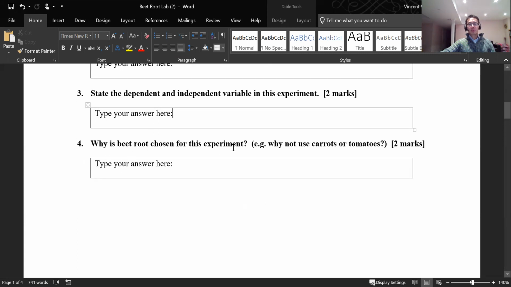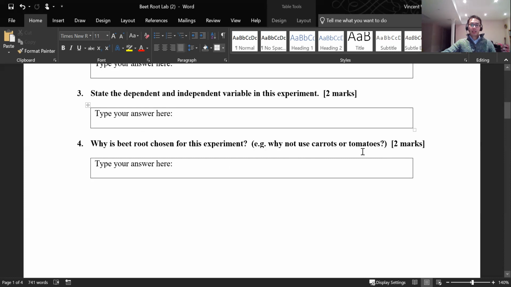Why is beetroot chosen for this experiment? Why not carrots? Why not tomatoes? Many of you said that the beetroot has the pigment in it, which is great. They do have the pigment, but you also have to consider why not these things. They also have pigments. As you know, carrot is orange, it has beta carotene, and tomato is red, it also has its own pigment. So why not? To get full marks, you would have to tell me, number one, the color is very, very vibrant, so it's very easy to make a distinction.